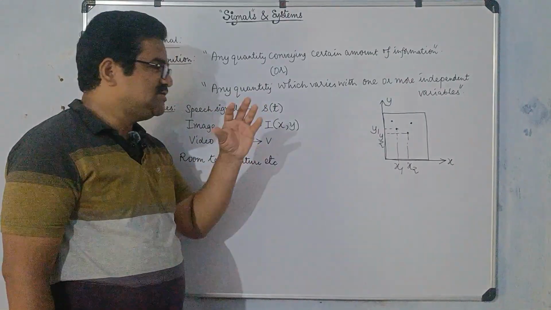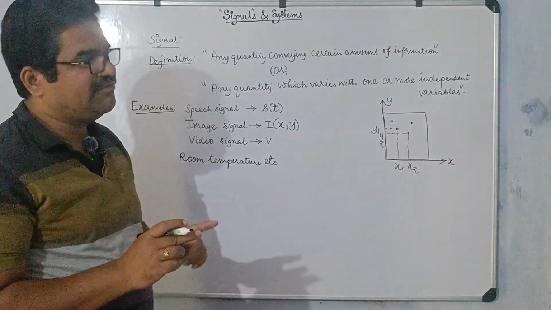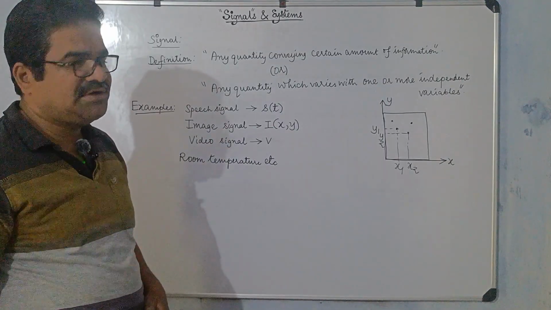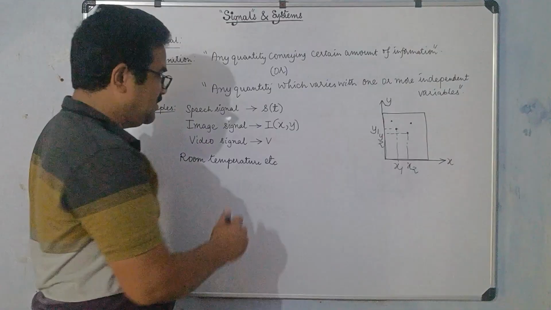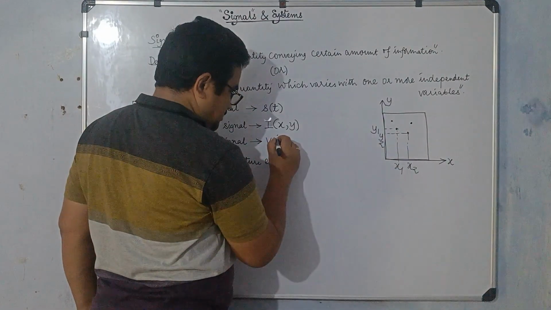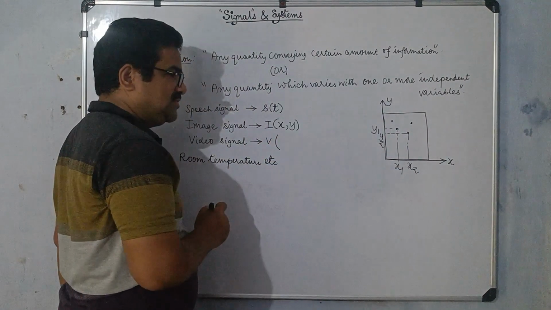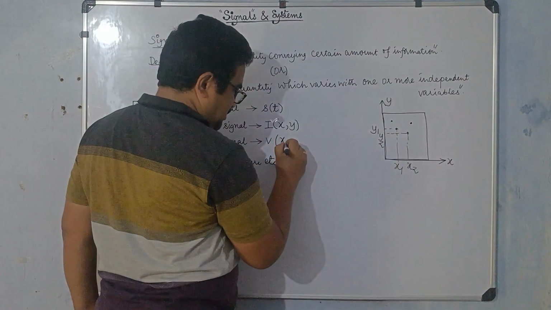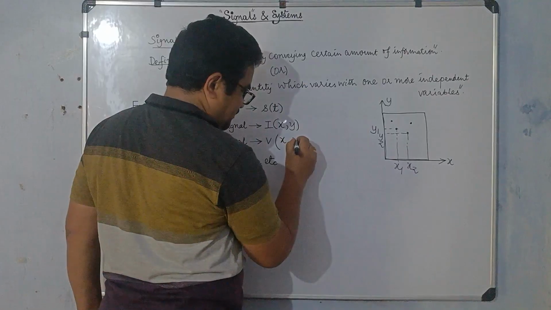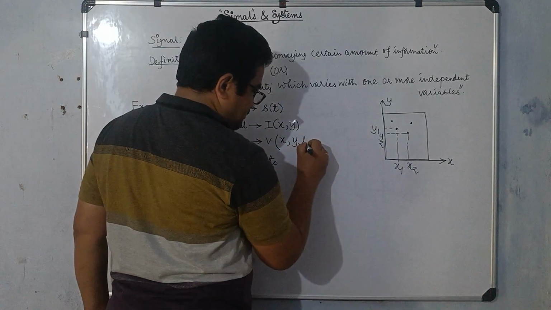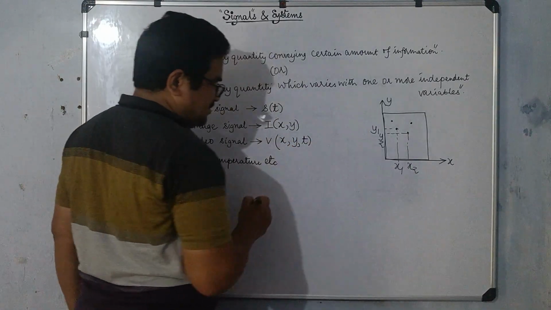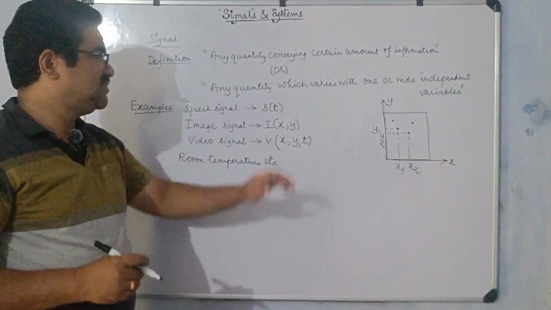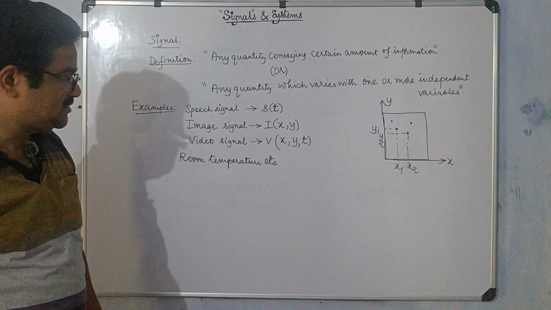So it is not only changing with respect to the x and y axes, it is also changing with respect to a third independent variable, which is time. So if I denote my video signal with capital V, it is a function of x, it is a function of y, as well as it is a function of the third independent variable, time. So it is a function of three independent variables.